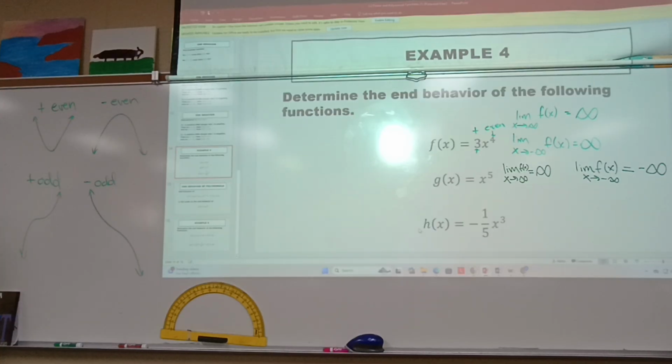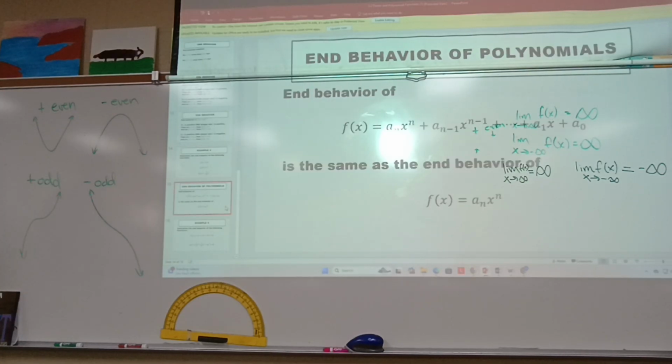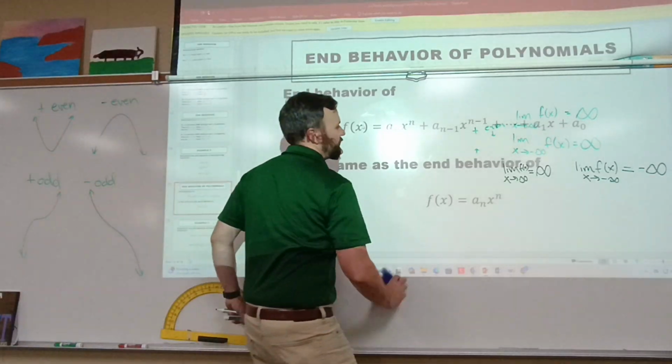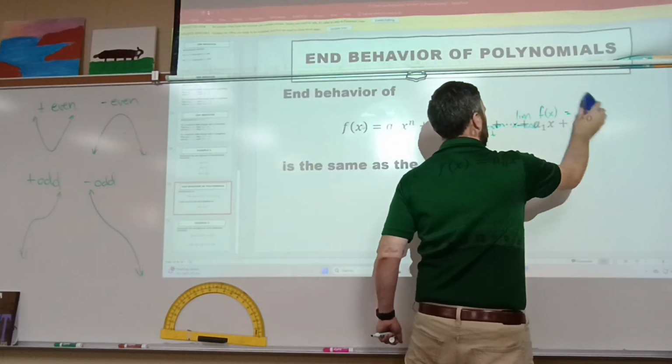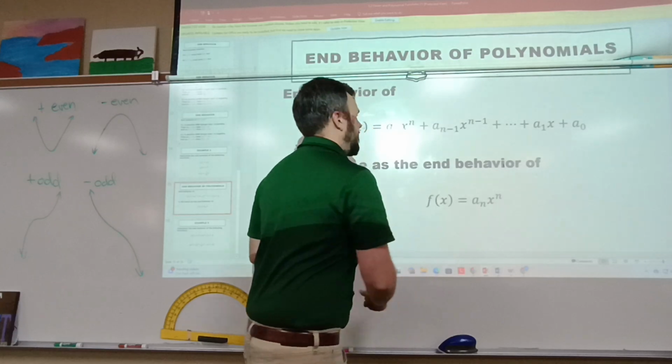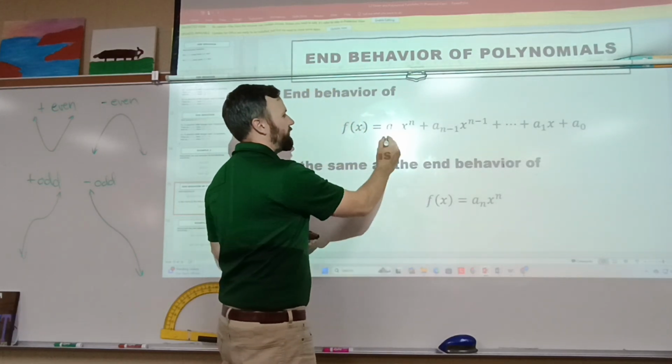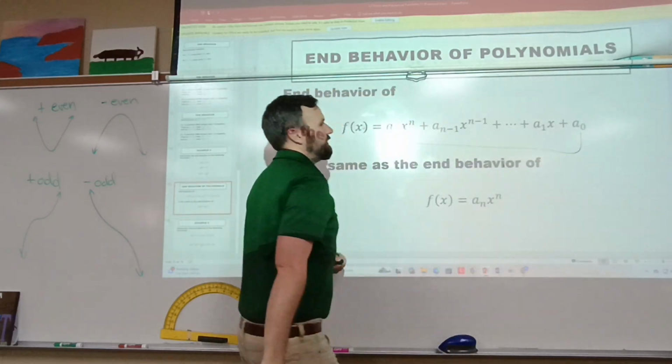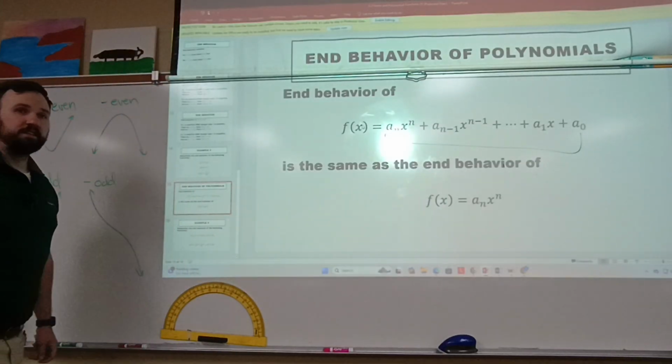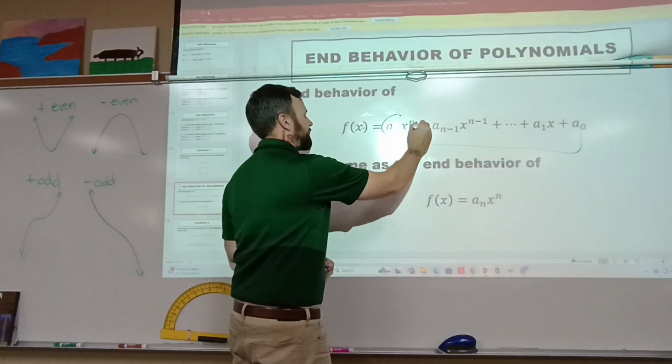All right. I'm going to do some of the other examples with this. You can watch the other one if you want. But what I want you to realize is this. The end behavior of some crazy polynomial acts exactly like whatever this leading term is, even if you have this long line of 10 things.